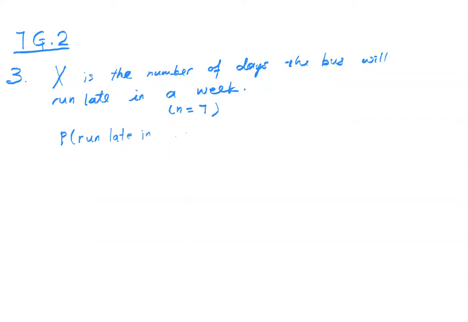In a day. So this is your probability of success, am I right? So this is equal to 2/5. So when I get this right, then I will know my X. Every day is independent of the other day, correct? If the bus runs late on Monday, it doesn't mean that it will affect Tuesday, am I right? So they are independent.